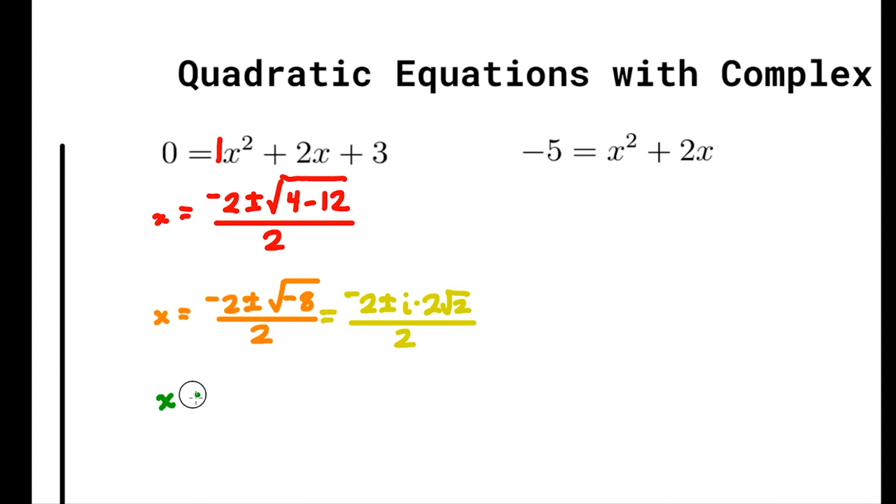So if you divide the top by 2, it's going to be negative 1 plus or minus root 2 times i. So essentially, this 2 and this 2 are going to cancel when you divide by 2, and then this 2 is just going to become 1. So you end up with a final answer of negative 1 plus or minus the square root of 2 times i for that one.